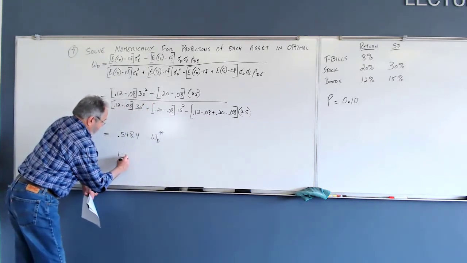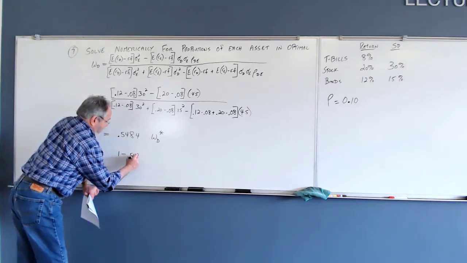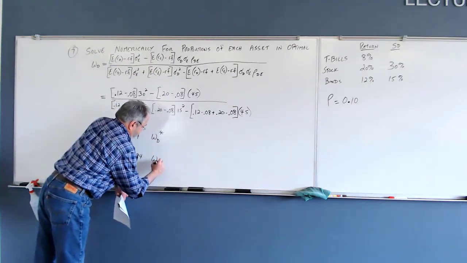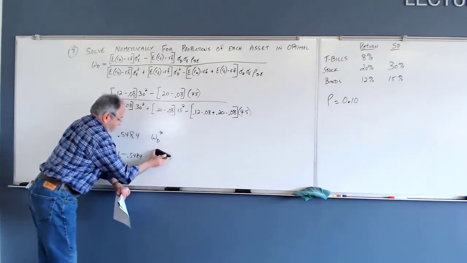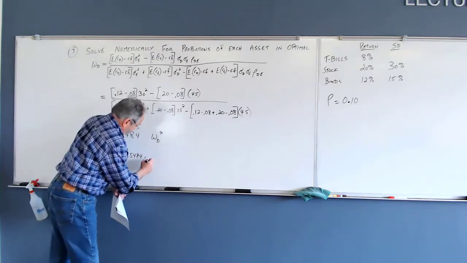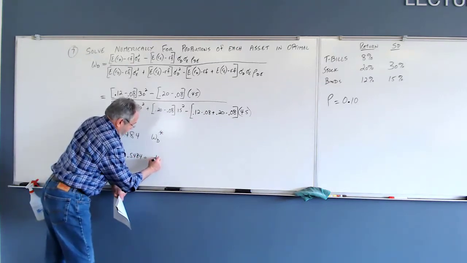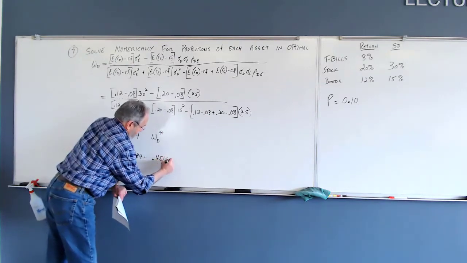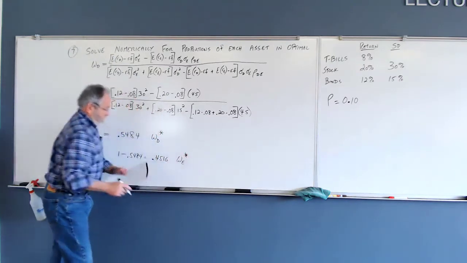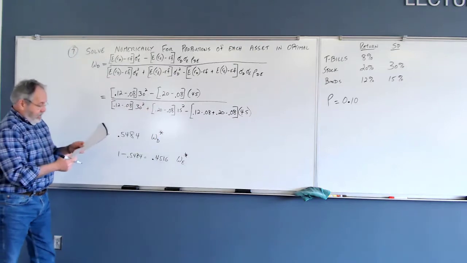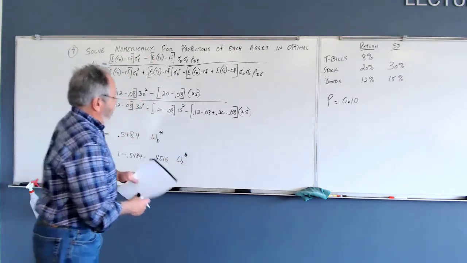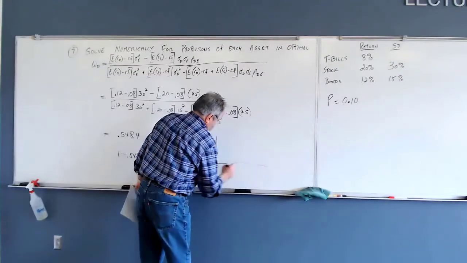1 minus 0.5484 weight equity. So let's see, what's this equal to? 0.4516. This is optimal weight equity. Okay? Now, so we know this is what you're doing.